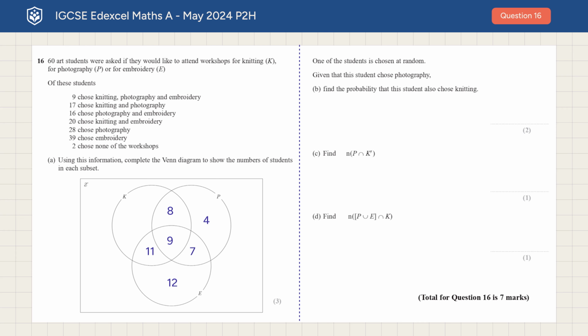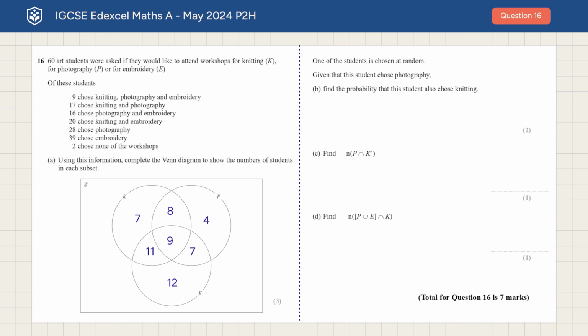We aren't given the total for knitting directly, but we can find it because we know there are 60 students in total. Let's add up all the numbers we have so far, including the 2 students who chose none. 8 plus 9 plus 7 plus 11 plus 4 plus 12 plus 2 equals 53. That leaves 60 minus 53, which is 7. So we put a 7 in the knitting only section.